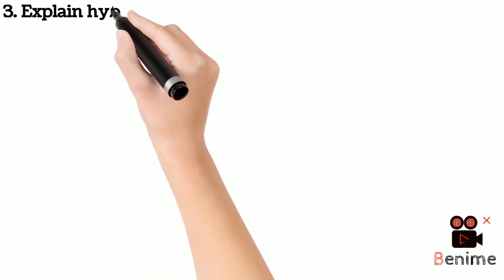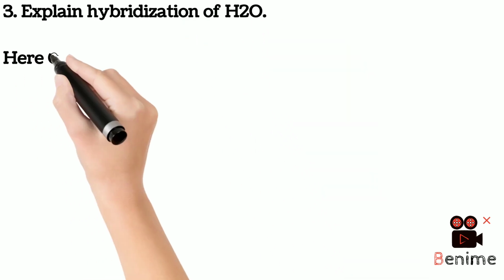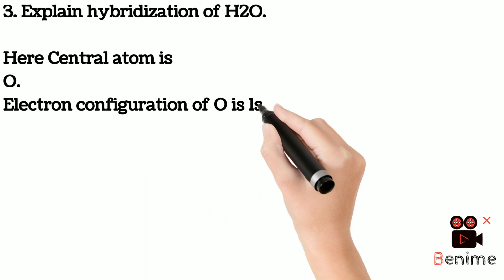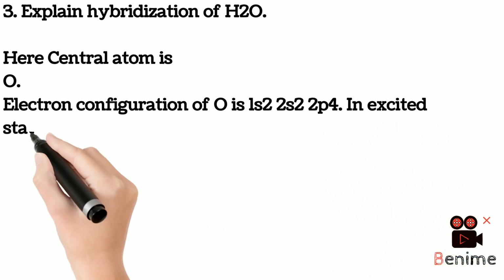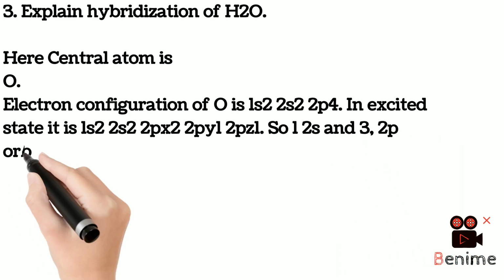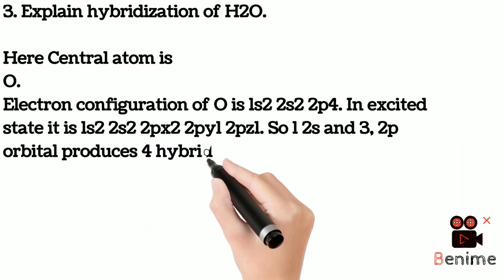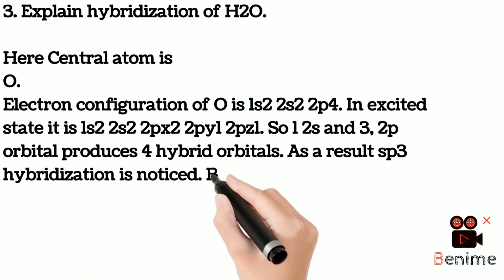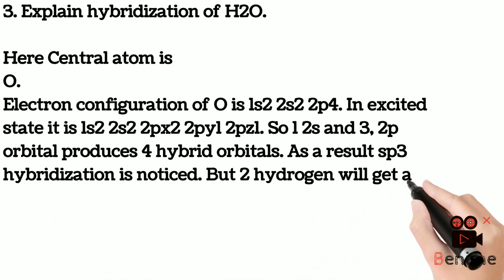3. Explain the hybridization of H2O. Here the central atom is O. The electron configuration of O is 1s2 2s2, 2p4. In the excited state it is 1s2 2s2, 2px2, 2py1, 2pz1. So the 2s and 3 2p orbitals produce 4 hybrid orbitals. As a result, sp3 hybridization is noticed.